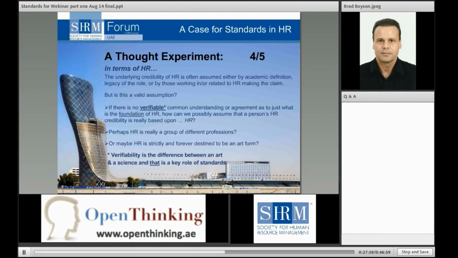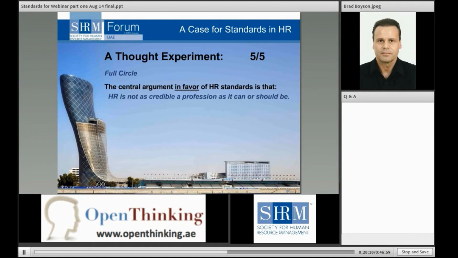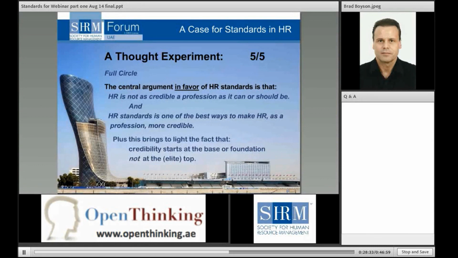The key point is this ability to verify is the difference between an art and a science. And that is the role that standards can play within the human resource profession. Coming full circle, the central argument in favor of HR standards is that HR is not as credible a profession as it can or should be. And HR standards is one of the best ways to make HR as a profession more credible.